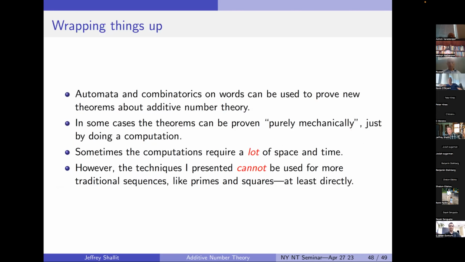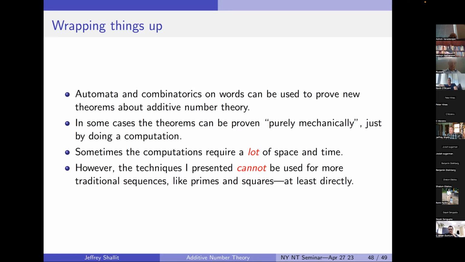So to summarize, automata and combinatorics on words can be used to prove new theorems in additive number theory. Sometimes the theorems can be proven purely mechanically just by doing a computation. Sometimes the computations require a lot of space and time. I didn't say how bad it could be, but in the worst case, if there are n alternating quantifiers, then the running time is something like 2 to the 2 to the 2 to the 2 to the 2 to the, where the number of 2s is the number of alternating quantifiers, to the p of n, where p is a polynomial based on the automaton. So that can be pretty bad.